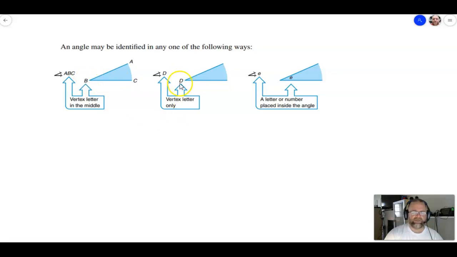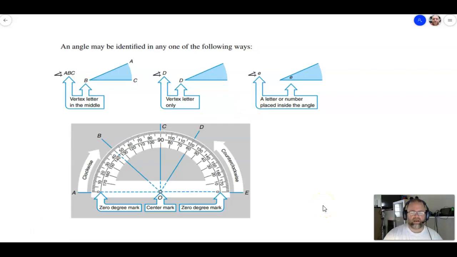The next way is if you just have a letter down here at the vertex only, you can just say this is angle D. This is angle D, and this here means the measure of angle D. And then we can also put a letter, a lot of times we'll use different Greek letters, including alpha and theta, inside the angle. And that's the same thing here. This means the measure of E here, where E is the angle there. So here's three different ways we'll see it, which can really get confusing. So I just wanted to make sure I touched on that before I moved on.